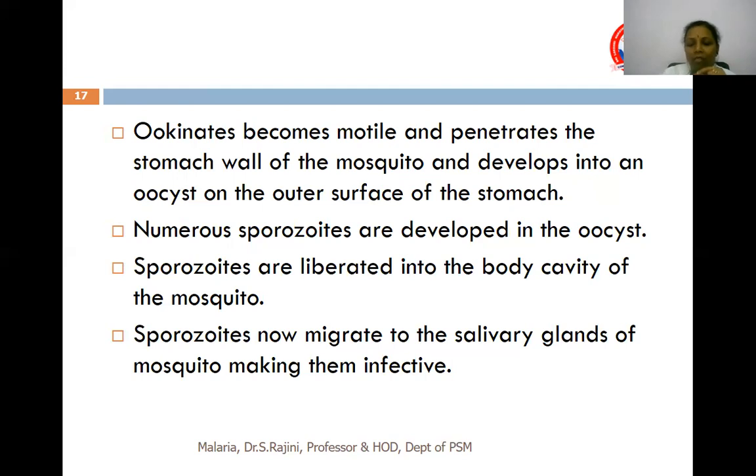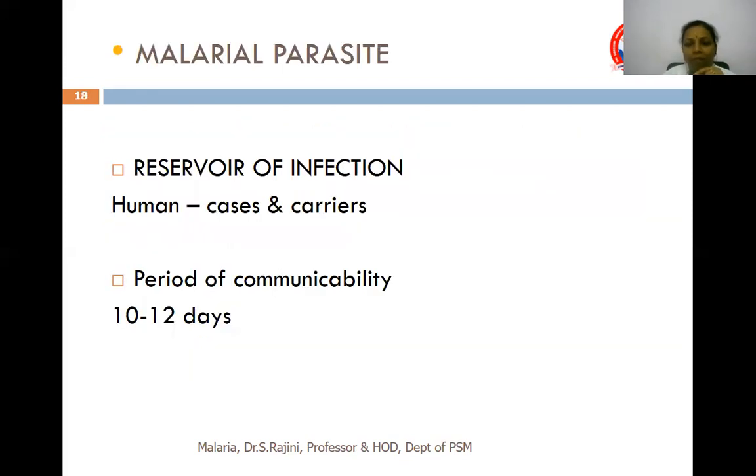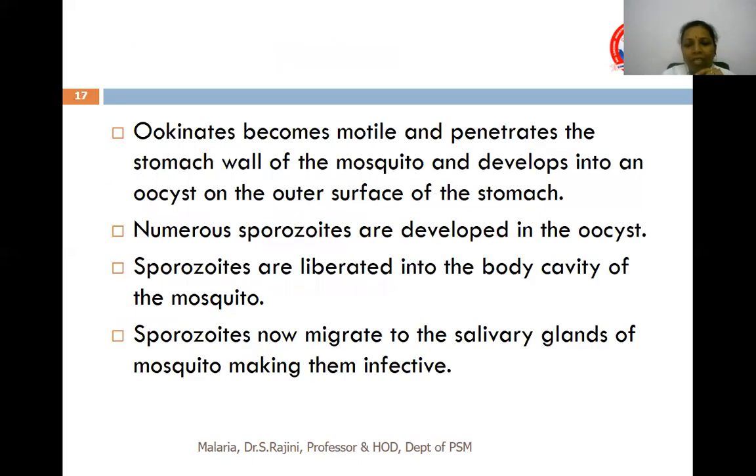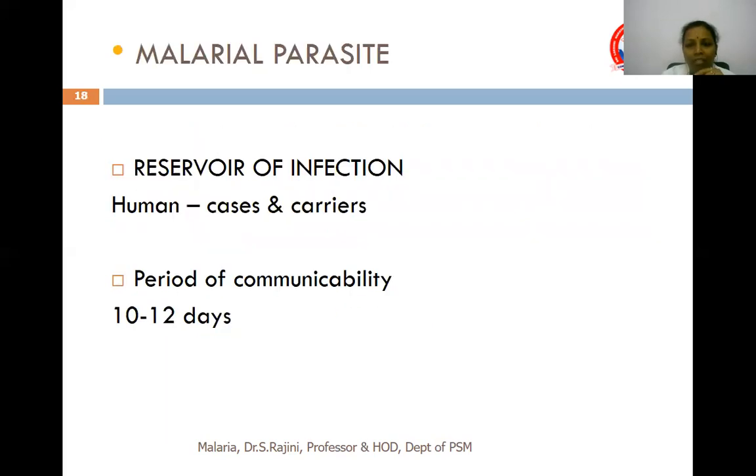And when the mosquito again bites a normal person, it injects these sporozoites. So again the asexual cycle takes place, and from there again if the mosquito bites a person, this cycle continues. So the asexual and sexual cycle.